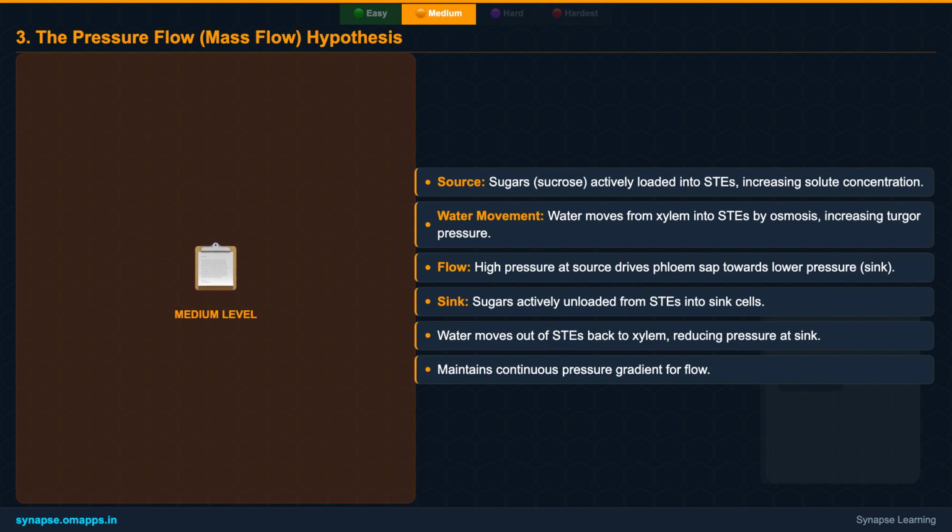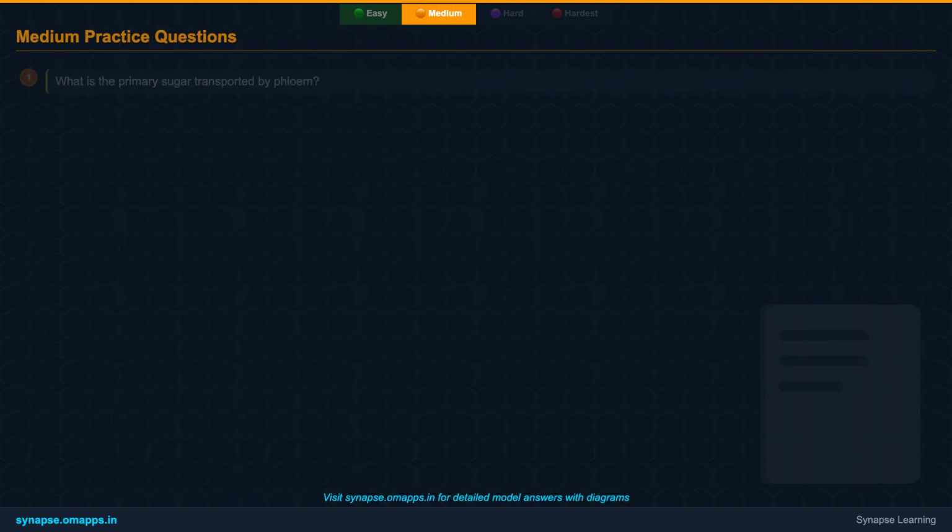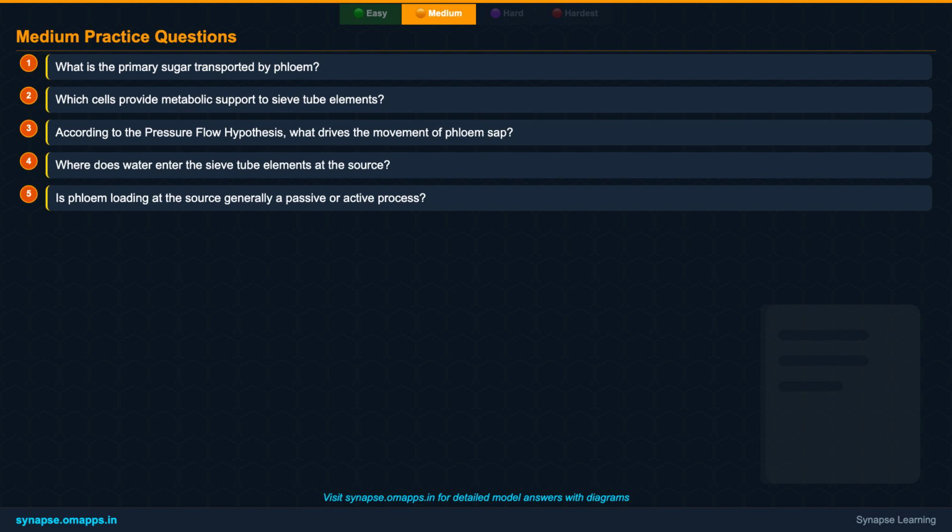This pressure then pushes the sugary sap along the sieve tubes towards areas of lower pressure, called sinks, like roots or fruits. At the sink, sugars are unloaded, reducing the concentration and pressure, and water moves back to the xylem, maintaining the flow.